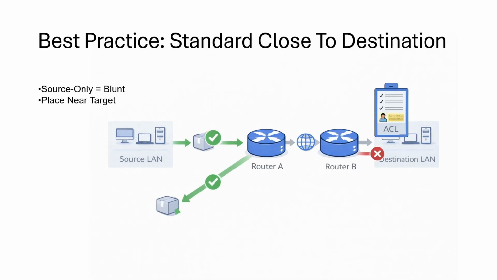Rule 2. Place standard ACLs close to the destination. Because standard ACLs only match the source, they're blunt. If you put a standard ACL near the source, you might block that source from reaching many destinations, not just the one you meant. But if you place it near the destination, you're effectively saying only block this source when traffic is headed toward this destination network. So, standard ACLs close to the destination.